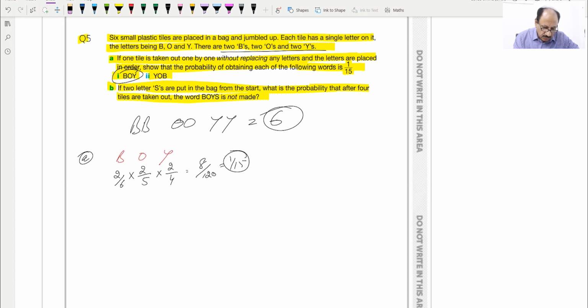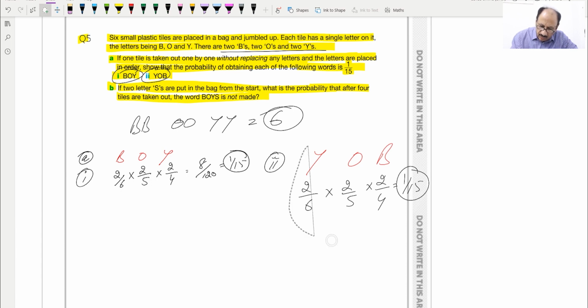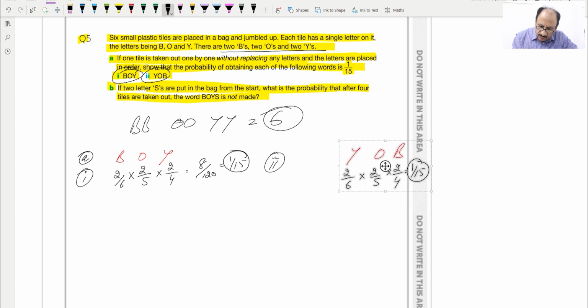Hopefully you understood this. Now this is A part I, and the second part says YOB. So we check for Y, O, and B, and the probability for Y will be 2 by 6, and O will be again 2 by 5, and B will be 2 by 4, and this will be the same as 1 over 15 as we have already calculated in the first part.